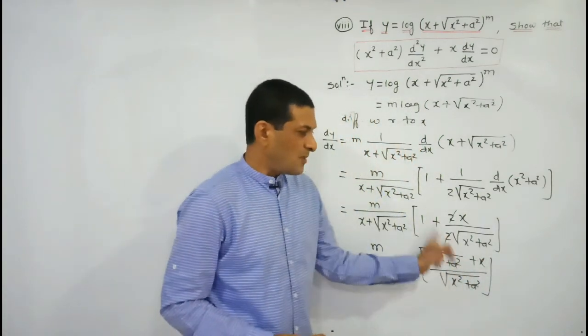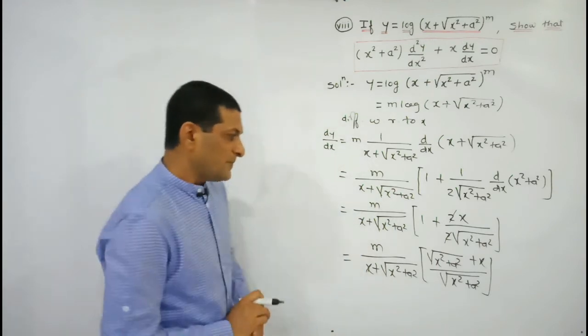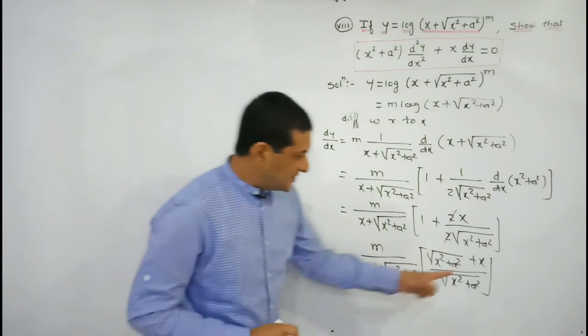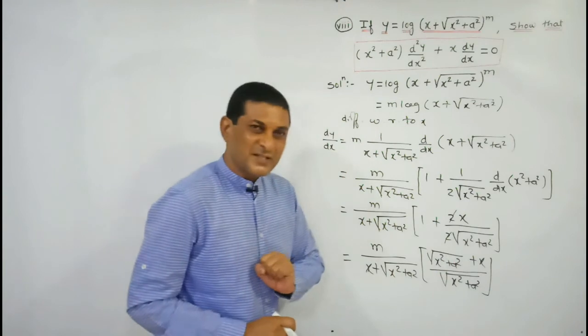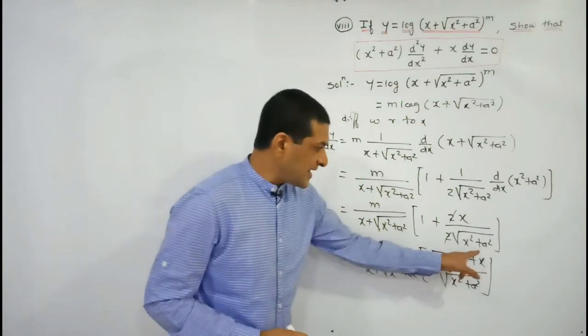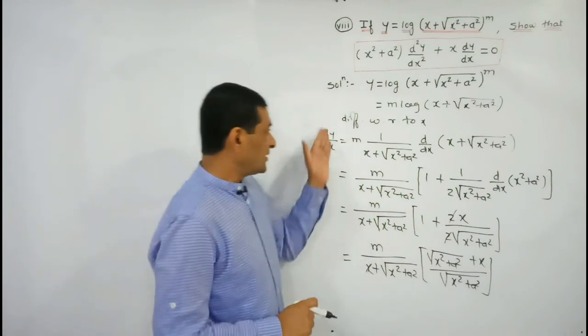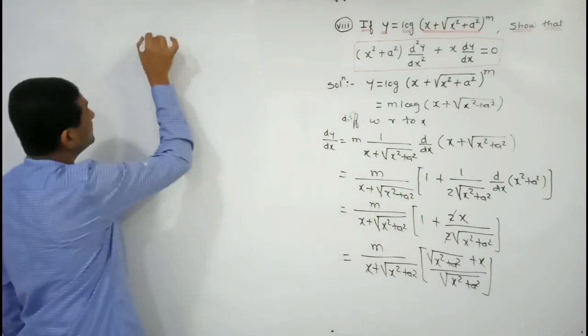This result we have obtained just simply by taking what? Cross multiplication. Now here we can observe that this x plus under root x square plus a square and this x plus under root x square plus a square will get what? Cancel. These two terms will get cancelled. After cancelling these two terms, on the left hand side what we are getting here?